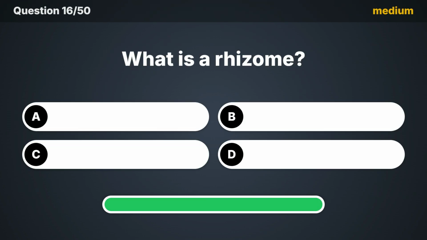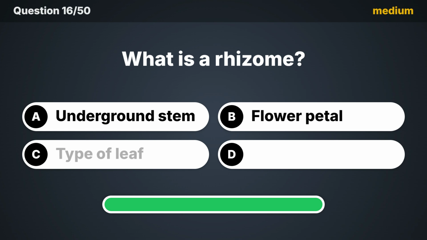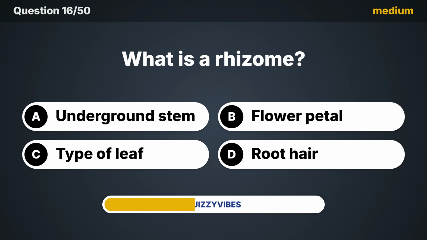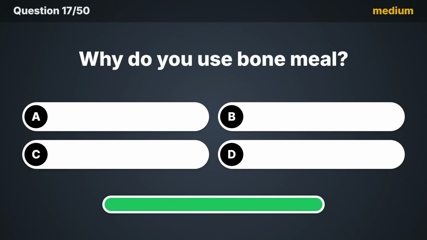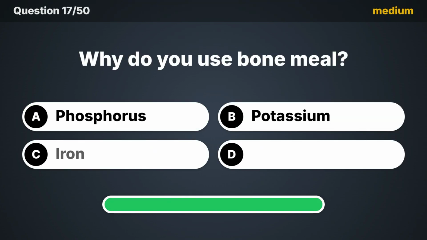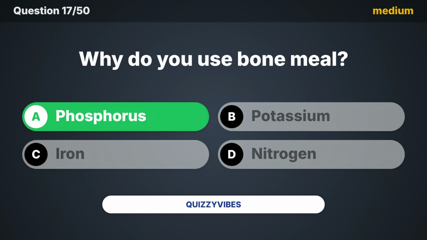What is a rhizome? Answer: underground stem. Why do you use bone meal? Here is the answer: phosphorus.